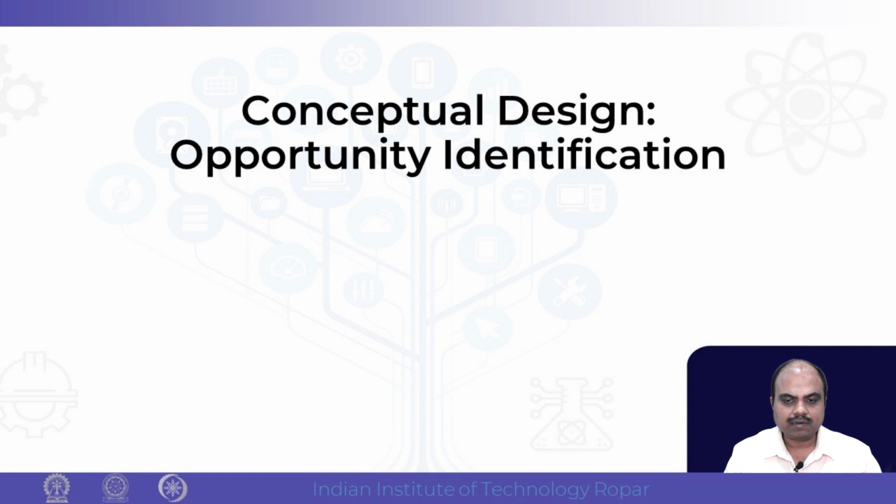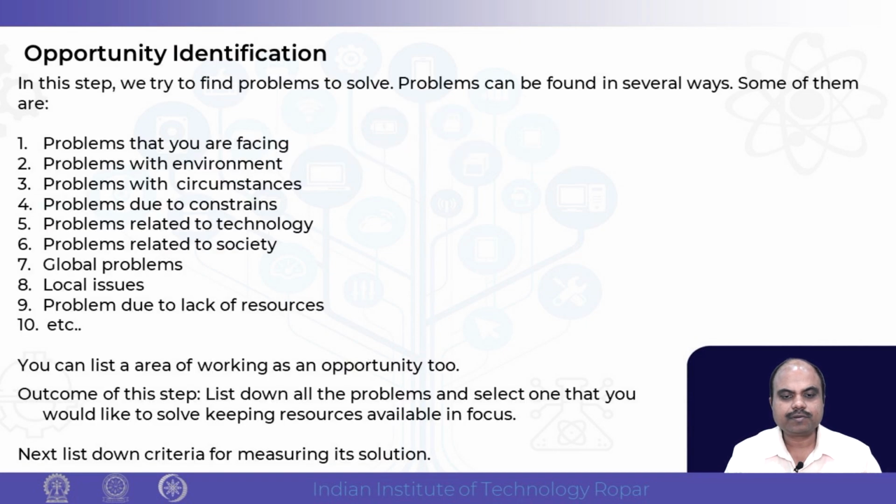In conceptual design, the first thing is opportunity identification. There are several ways you can identify an opportunity, such as a problem that you are facing. Students may be facing problems with the hostel: maybe the mess is not giving them good food, or maybe it is dark to walk from the classroom to the hostel during the night. Then problems with the environment: sometimes it is hot, sometimes it is cold, and what should we do, and what is the best way to do it. These are the problems we are having.